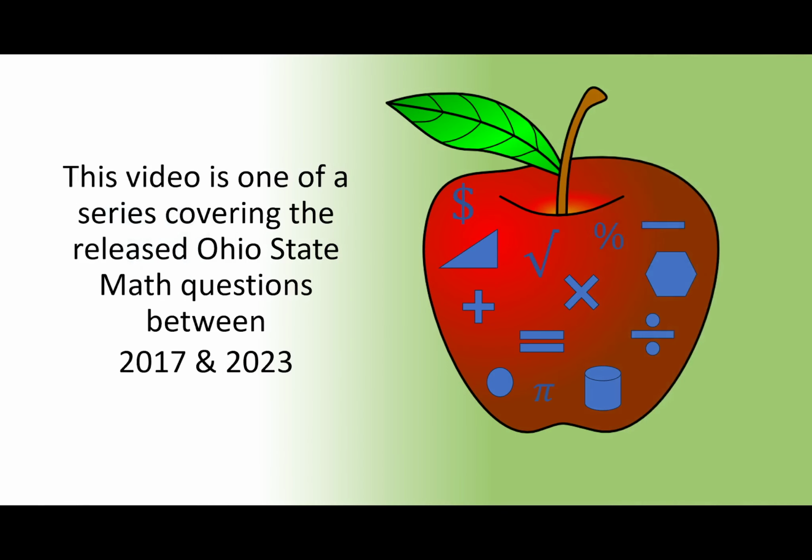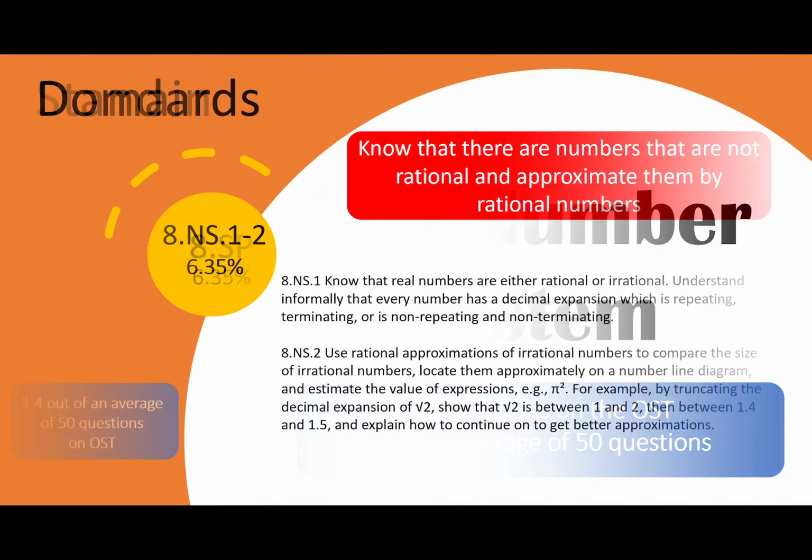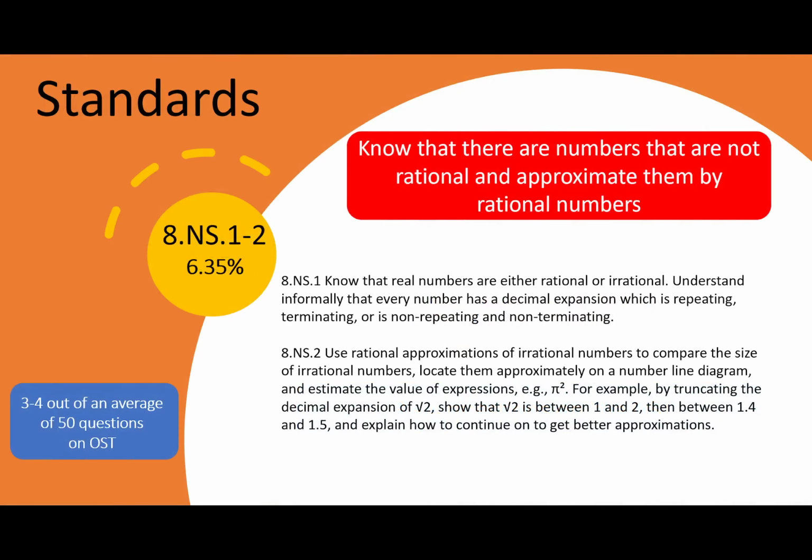This video is one of a series covering the released Ohio State math questions between 2017 and 2023. The number system makes up 6% of the test questions. Standards 8.NS.1-2: know that there are numbers that are not rational and approximate them by rational numbers. Please pause and read the details of these two standards.